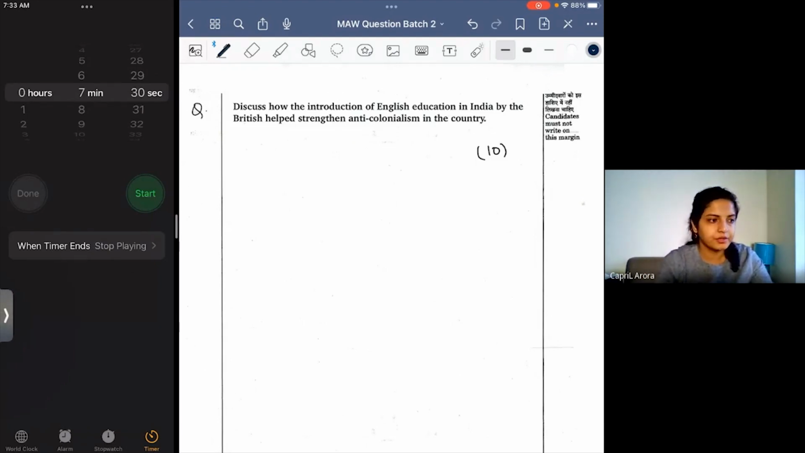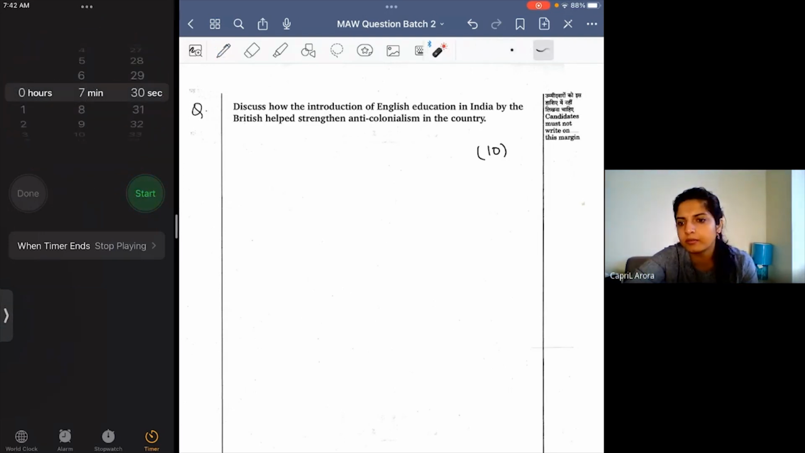Discuss how the introduction of English education in India by the British helped strengthen colonialism in the country. Right? Straightforward question. That single block of points you have to write, that why and how English education led to anti-colonial sentiment. Right? Chalo, start writing.